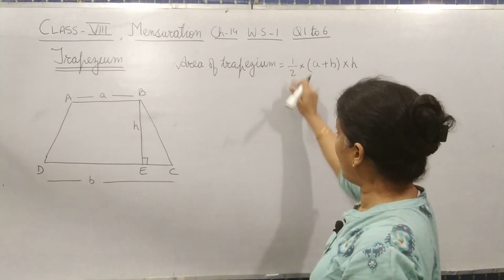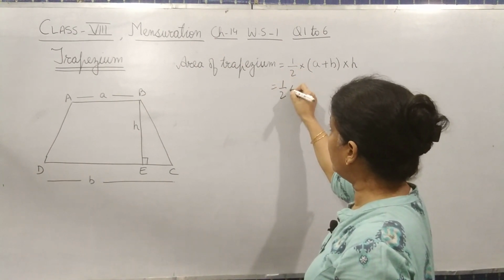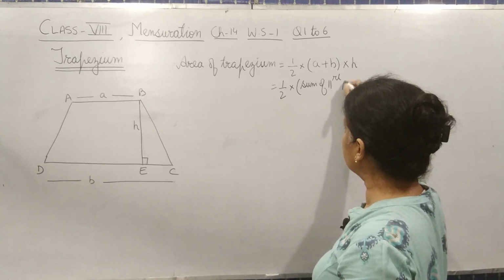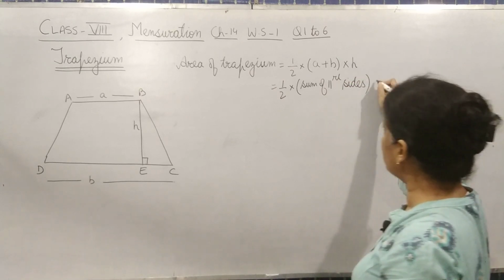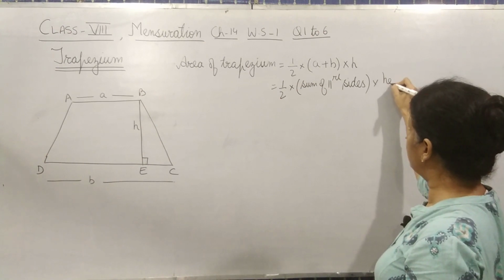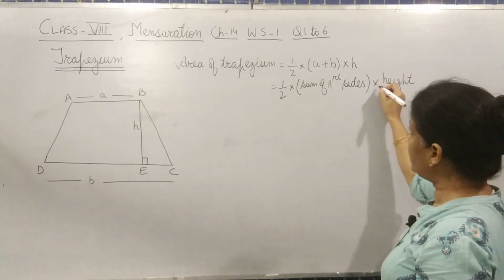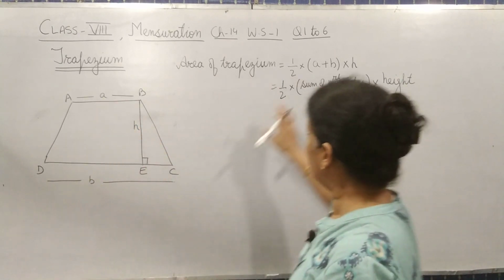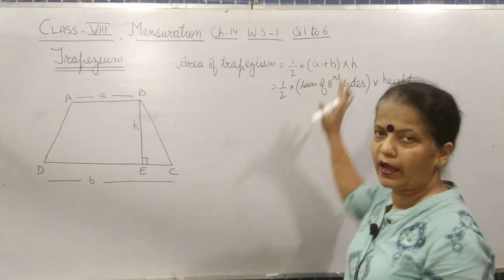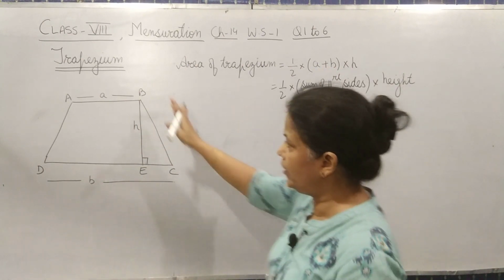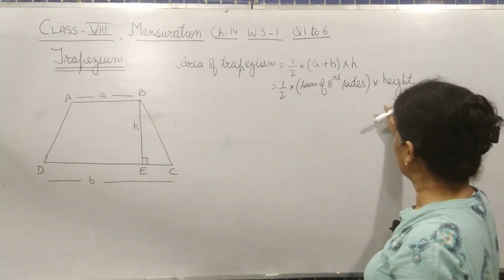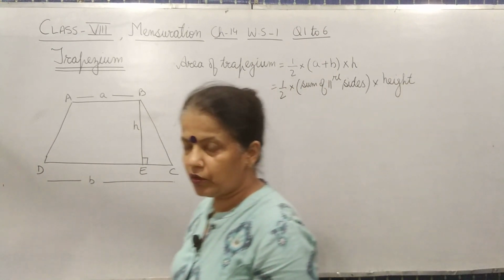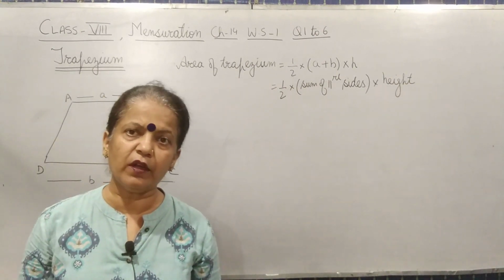The area of a trapezium is half multiplied by the sum of parallel sides, multiplied by height. Since we have assumed the sides as a and b, we can write the sum of the parallel sides as a plus b, and the height we take as small h. Okay, so let's go further to the worksheet.